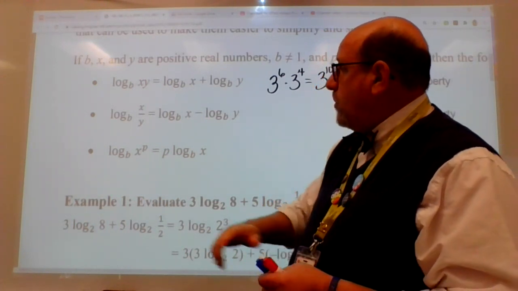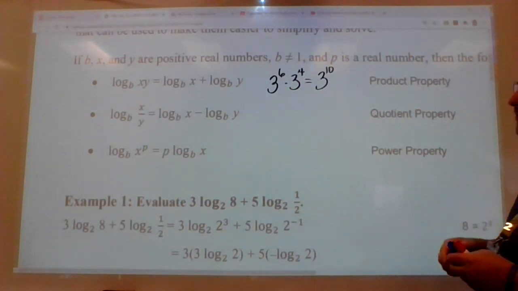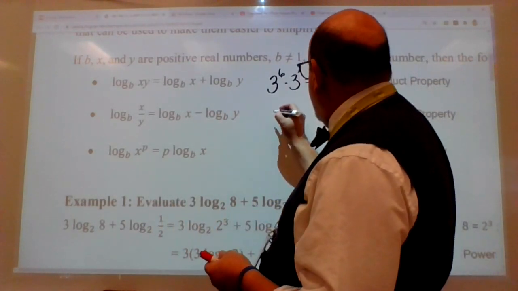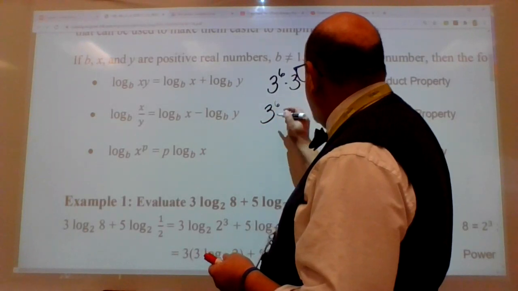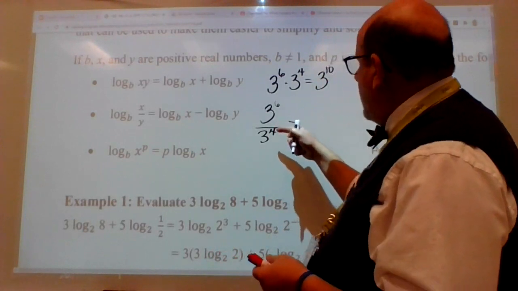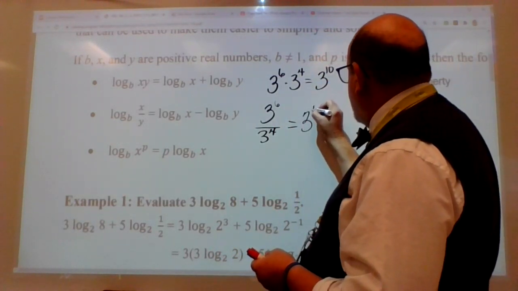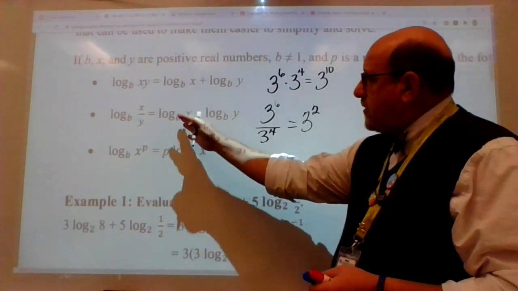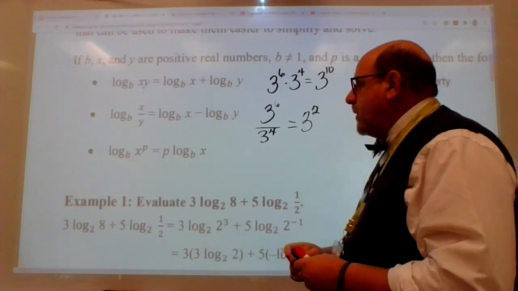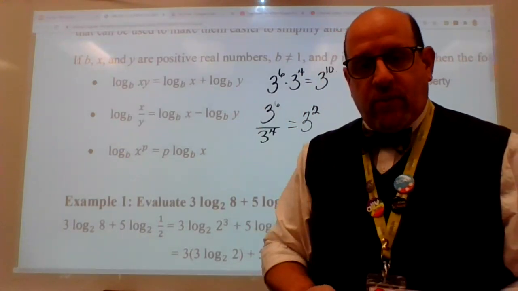The same thing holds true with the quotient property. The quotient property is written right here. We say 3 to the 6th power over 3 to the 4th power is the same thing as 3 to the 6th minus 4, which is 3 squared, right? So it's the same thing, it's just written a different way. The only thing that might be new is this power property. It looks different, right?